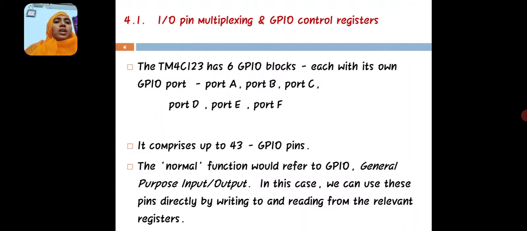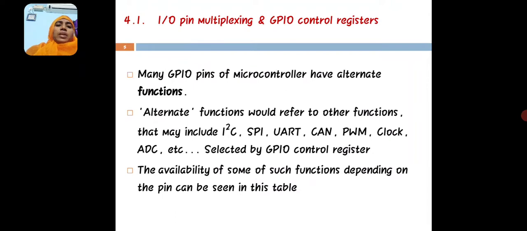The normal function refers to GPIO, general purpose input and output mode. It means we can receive the data or transmit on the pins, read and write the data. In this case, we can use these pins directly by writing to and reading from the relevant registers. Many GPIO pins of the microcontroller have an alternative mode. Multiplexing means alternative modes or alternative functions. In alternative mode, the functions may include serial peripheral communication ports like I2C, SPI, UART, CAN, PWM, clock circuitry, selected by the GPIO control register.